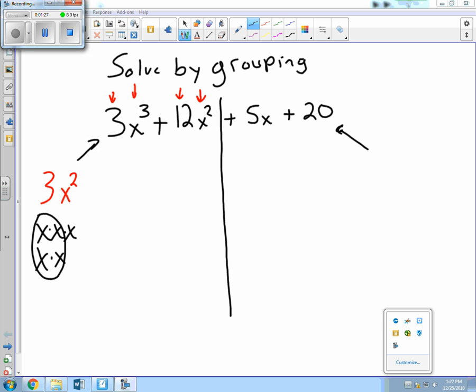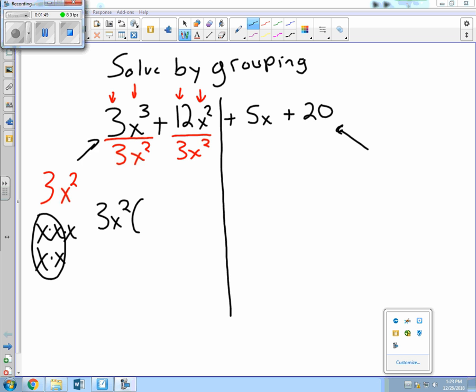So I'm going to just rewrite what I'm going to take out, which is 3x squared right here. And now I'm going to divide 3x squared from both of these pieces. The reason I'm only doing it on the left side is because I made that divider, so we're treating them as two different groups.